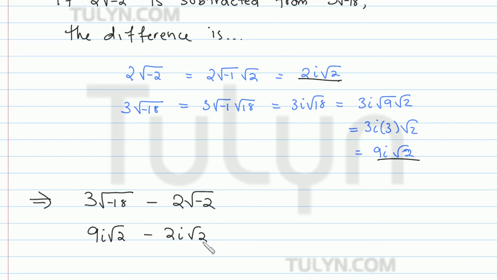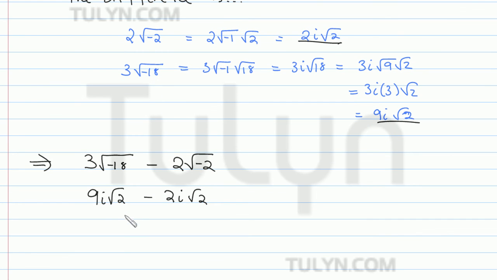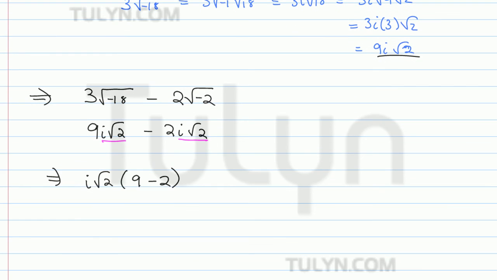square root of 2. And now notice that they both have an i times square root of 2 in common, so we can factor that out. So if we factor out an i times square root of 2, what's left? 9 in the first term, then minus 2 in the second term. And then 9 minus 2 is 7. So we want to write this as 7i times square root of 2.